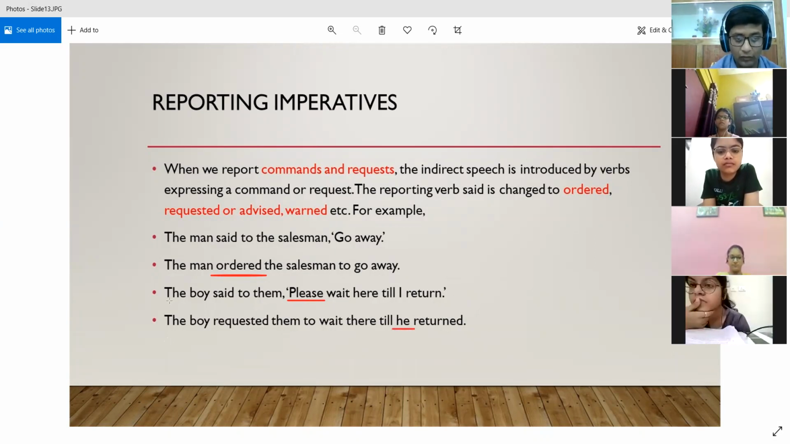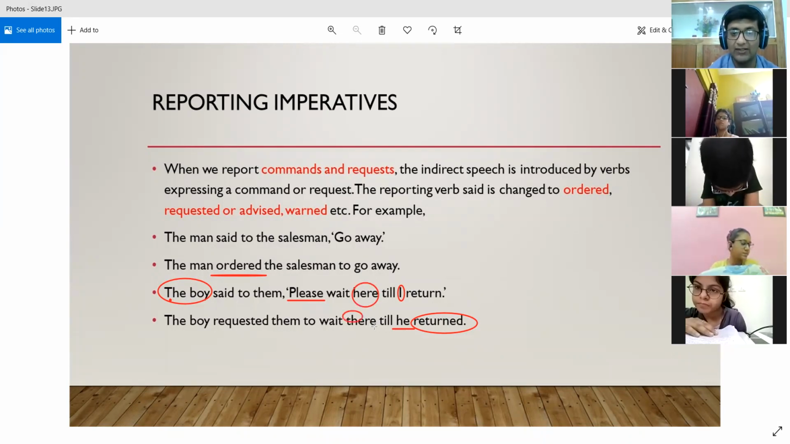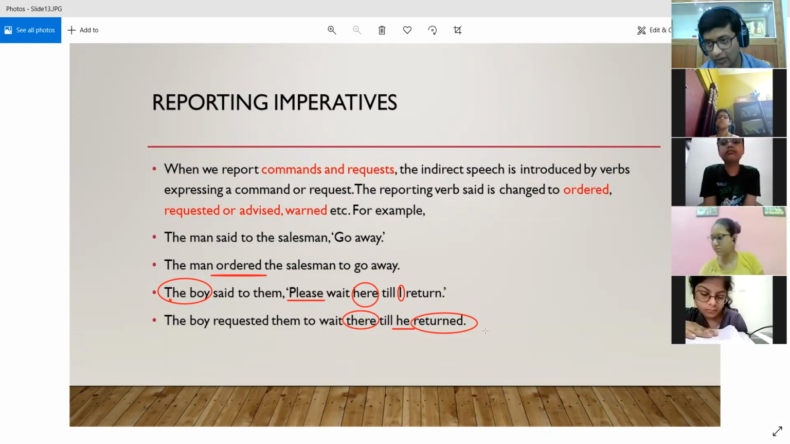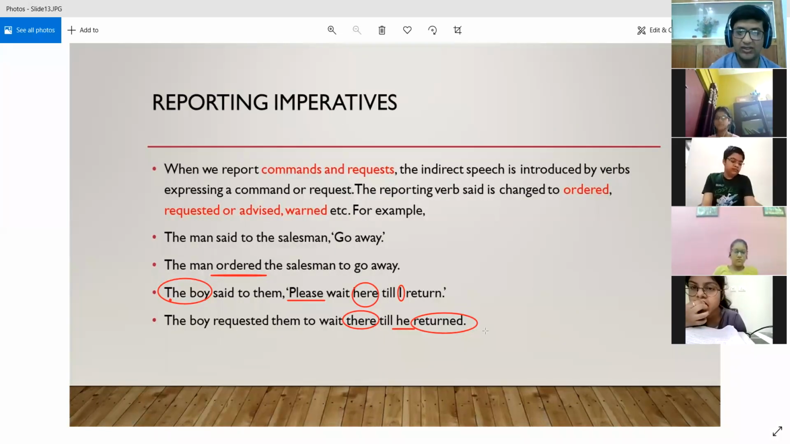So basically, the boy was the subject of the reporting verb that is present, and I is the first person pronoun. So it has changed, the boy has changed into he. Then you can see return is there. So it has changed into returned, right? So the boy requested them to wait. Here has changed into there, right? This changes into that. So everything changes. So the boy requested them to wait there till he returned. So for imperatives, you can see that if it is a command, we can say warned, ordered. If it is a request, then we can say requested, advised, if it is a sort of advice, right? So we can use these words accordingly while reporting the imperatives.